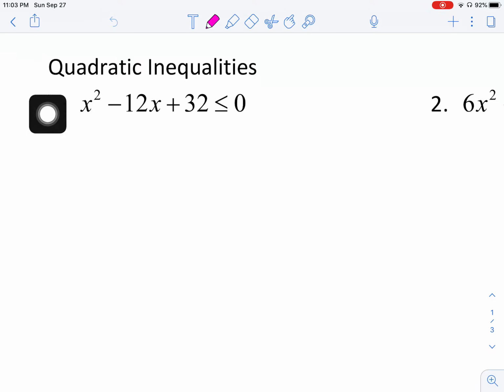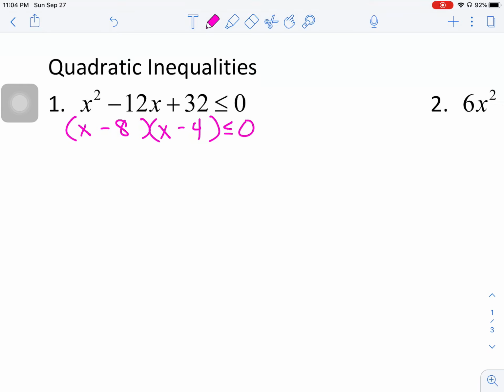So I'm going to look at this left side, and I'm going to try and factor it. So I am trying to multiply to a positive 32 and add up to a negative 12. So negative 8 and negative 4 is less than or equal to 0. Now, I'm actually going to temporarily ignore the inequality sign here, and I'm just going to focus on what values would make this equal to 0. So my critical values are going to be positive 8 and positive 4.